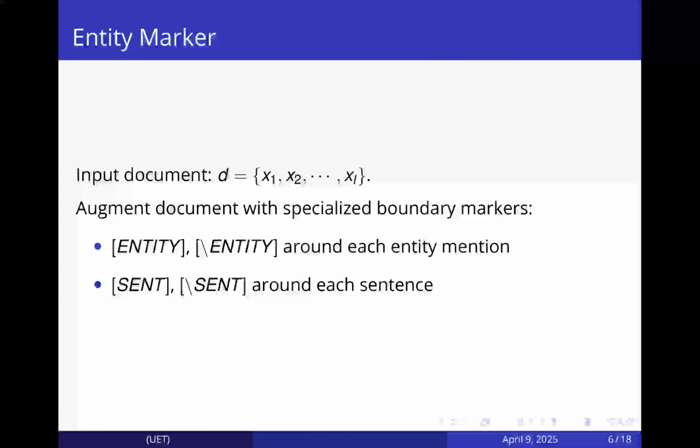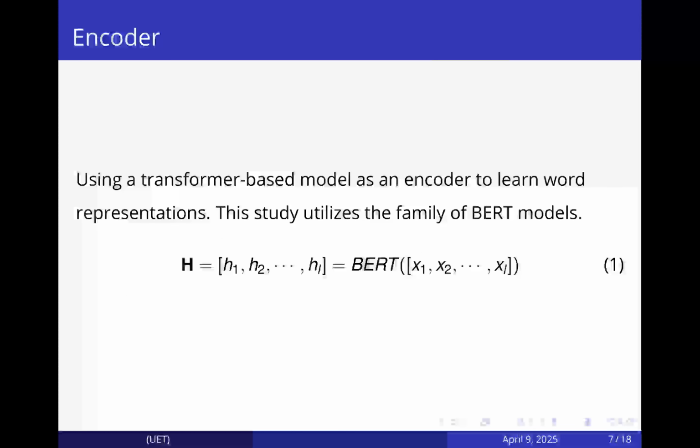So now I will talk more about the details. The first is the entity marker. Entity marker is crucial for effective document modeling. We insert special token boundary markers to delineate entities and sentences. This ensures the model can clearly recognize key components in the document.